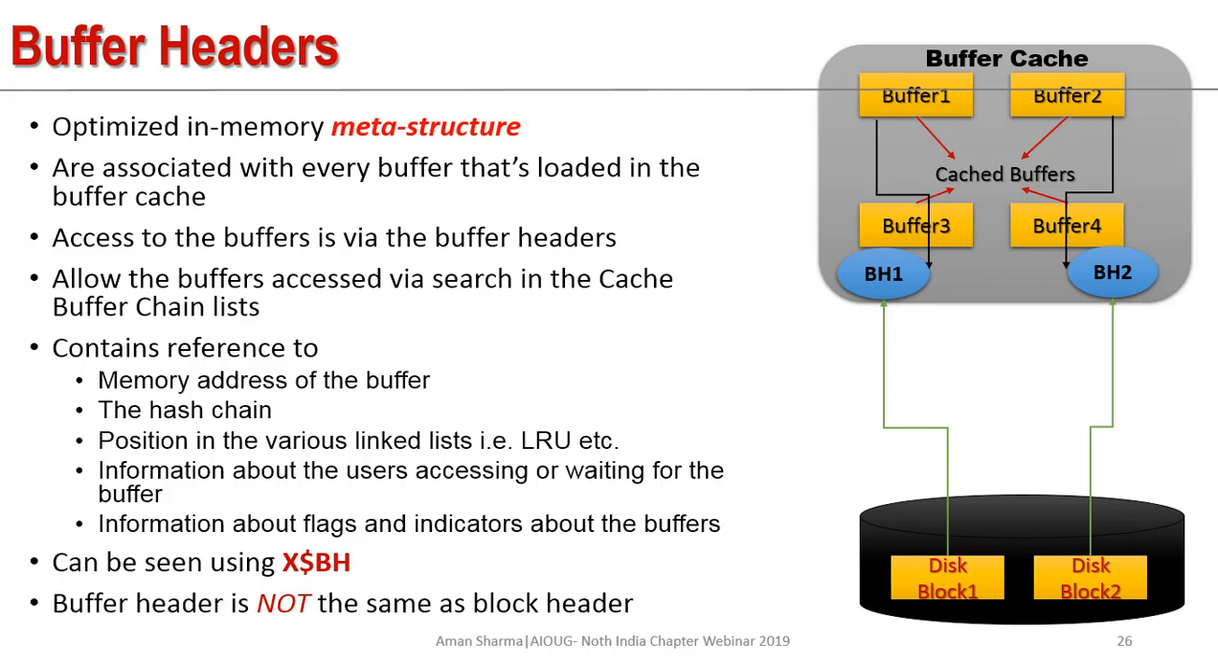Buffer headers are going to be part of your hash chains, and they are basically going to be moved around in different linked lists within the buffer cache. They maintain the status information about the buffers, whether they are dirty, CR, free, clean, or pinged, and so on.